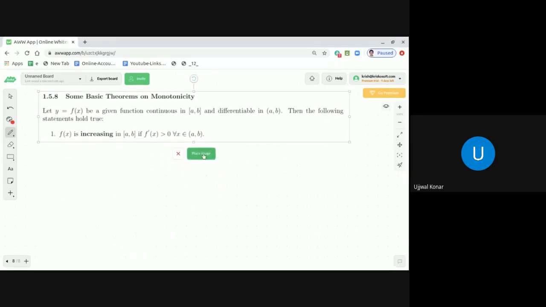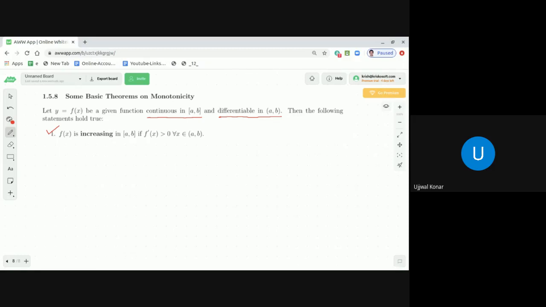Okay, so look into this particular portion of the study material, dear students. Let y equal to f(x) be a function continuous in the closed interval [a, b] and differentiable in the open interval (a, b). I repeat, let y equal to f(x) be a function continuous in the closed interval [a, b] and differentiable in the open interval (a, b). Then the following statements hold true: f(x) is increasing in the closed interval [a, b] if f'(x) greater than 0 for all x belonging to the open interval (a, b).